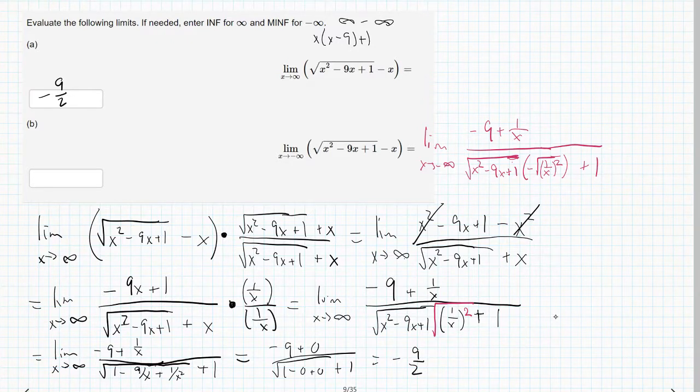How is that different than our second part? Well, in our second part, notice we wrote it over there, you'll have a negative symbol come out in front of that. So you get negative, limit as x approaches negative infinity. So we get negative 9 plus 1 over x. We'll have negative, and then it goes square root of 1 minus 9 over x plus 1 over x squared, and then plus 1.